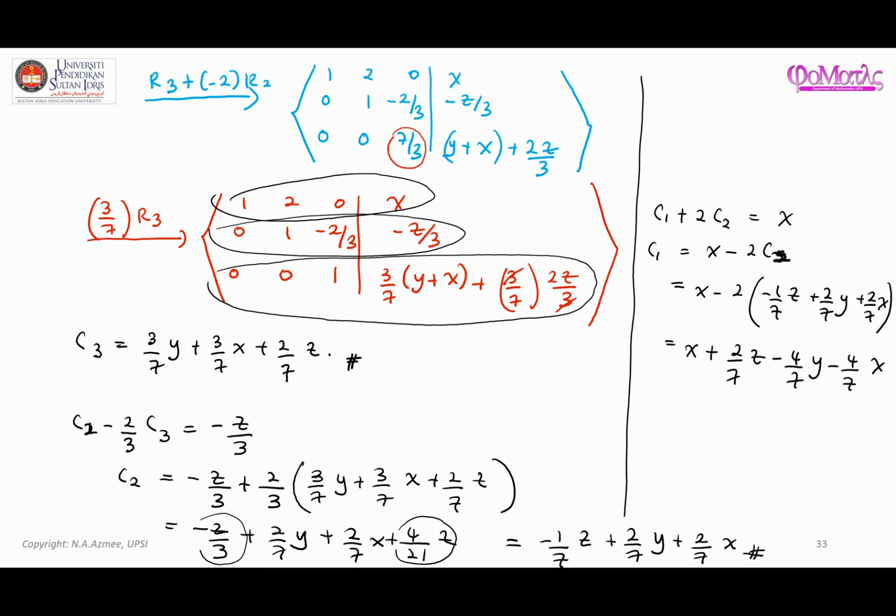Okay, so here we shall have x times 7 minus 4, so that is... hang on, let me check whether I made mistakes or what. I think it looks all right. Okay, so here we have 7 over 7 minus 4 over 7, so that will be 3 over 7x, and then we shall have 2 over 7z minus 4 over 7y. So that is the solution for C1.